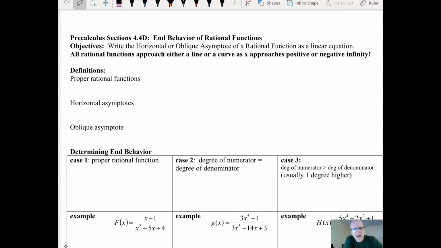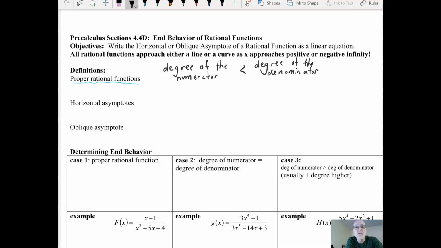All right, first of all, a basic definition: what is a proper rational function? A proper rational function is a rational function where the degree of the numerator is lower than the degree of the denominator. When this happens, as x goes towards positive or negative infinity, the value, the height, or y, or f of x, whatever you want to call it, it's all the same thing, goes towards 0.